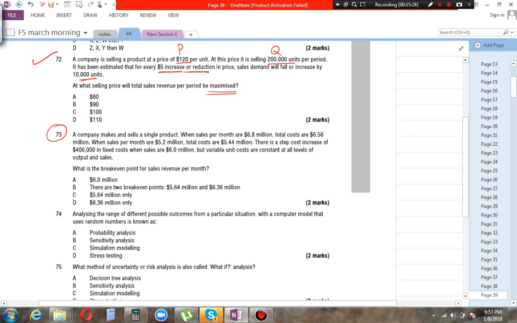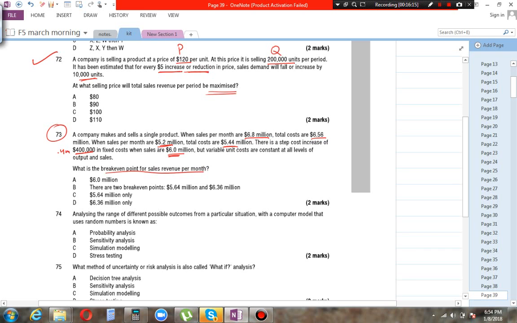Question 73 says, what is the break-even point for sales revenue per month? This question says that a company makes and sells a single product. When sales per month is 6.8 million, the total cost is 6.56 million. When the sales per month is 5.2 million, there is another total cost for that. And there is a step cost increase of 400,000, which is 0.4 million. The step fixed cost is 0.4 million when the sale is 6 million.